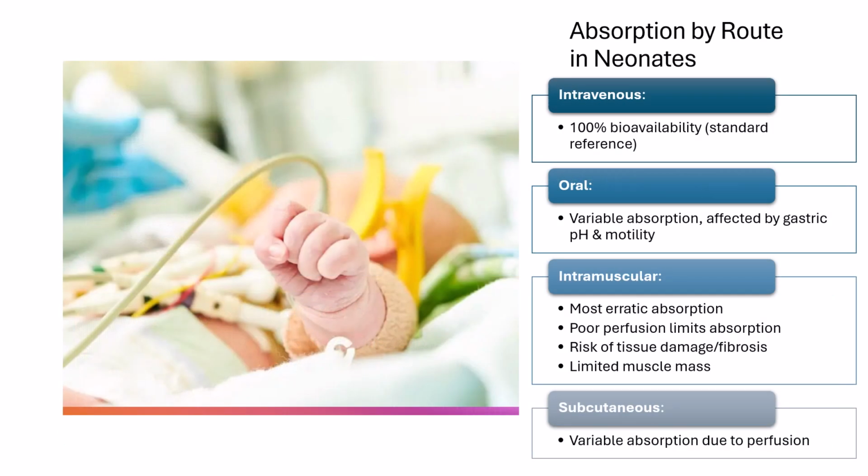Each route has different absorption characteristics in neonates. Intravenous administration gives 100% bioavailability. It's our reference standard because the drug goes directly into circulation. Oral administration is tricky in neonates due to variable absorption, affected by that higher gastric pH and slower motility we just discussed. Here's a huge exam tip. The intramuscular route has the most erratic absorption in neonates. Poor perfusion limits absorption, there's risk of tissue damage, and neonates have limited muscle mass. The subcutaneous route also has variable absorption due to perfusion issues. When possible, IV is almost always preferred for predictable drug delivery.